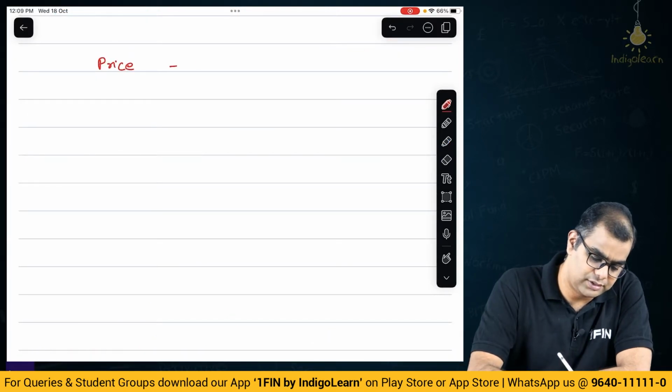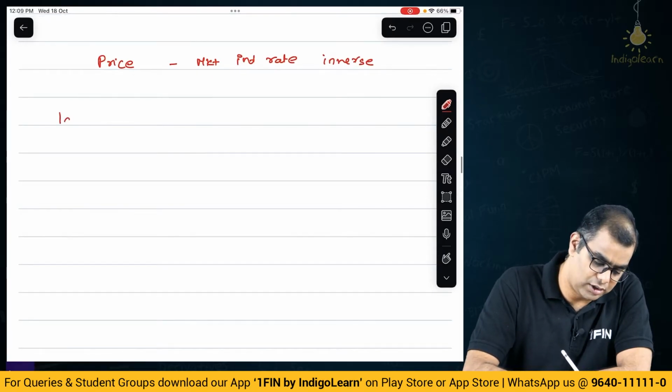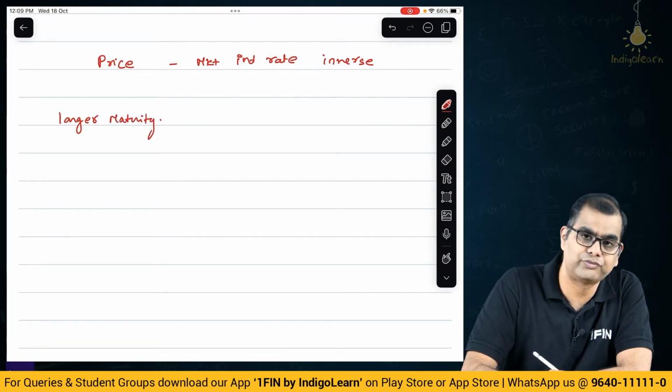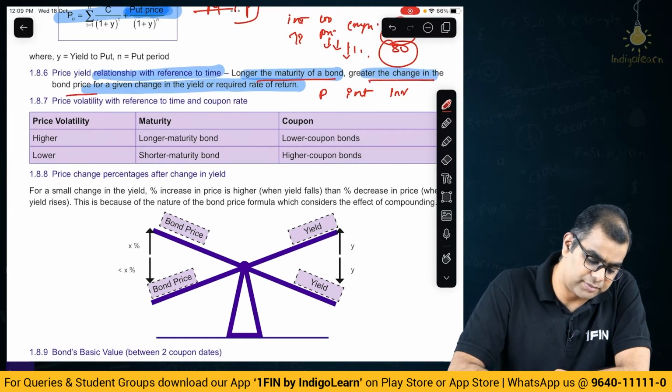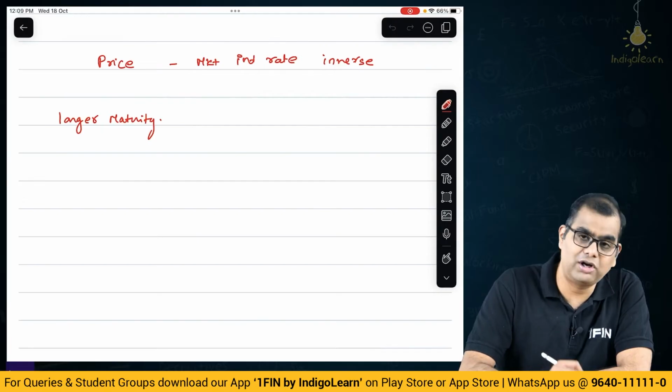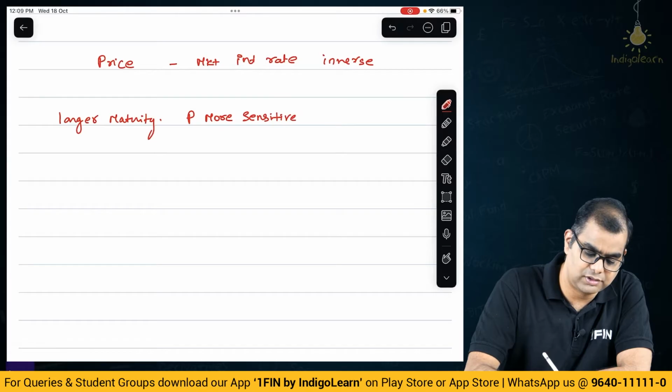Price, market interest rate, inverse. Correct? Here they are saying longer maturity, what is the exact word? Longer the maturity of a bond, greater the change in the bond price for a given change in yield. Longer the maturity, price more sensitive to yield changes.